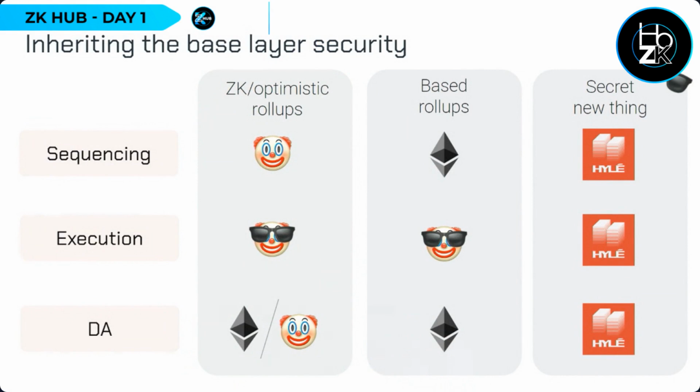The next iteration into inheriting the base layer security here has been based rollups, where sequencing ultimately is done by the L1. Execution is done off-chain, but you can easily prove it with ZK proofs or optimistic fraud proofs. And the DA is also being provided by the layer 1. And at Hyle, I'm going to introduce to you a secret third thing, which is kind of the next evolution after that, which does all of those things directly on the base layer in a trustless manner.